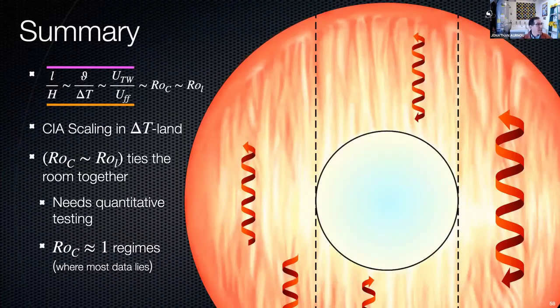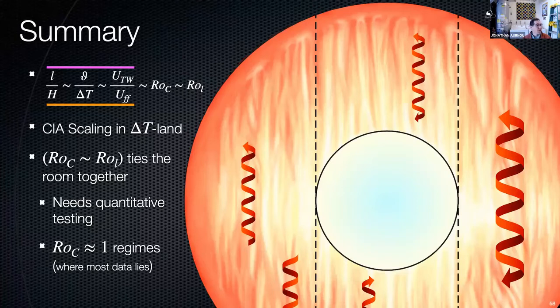In summary, my apologies, I know I'm right out of time. We've developed this new framework for both rapidly and slowly rotating convection. Everything's tied together by a convective Rossby number. We've done this, possibly for the first time, with a CIA scaling using delta T as the scaling for temperature, not a heat flux. We've shown Ro_C is proportional to the local Rossby number, which really seems to tie a lot of things together.